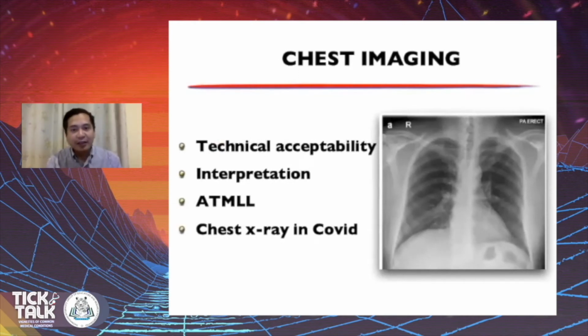So we have the following factors now. How to read a proper X-ray, or at least how to properly read an X-ray from an internist or generalist point of view. We have to fulfill certain requirements so that a chest X-ray is technically acceptable. When you say technical acceptability, it should be a teleradiograph, which means that it has the qualifications for proper interpretation of the chest X-ray findings. The others will follow the interpretation, the ATM-LL, or are there many lung lesions, and the chest X-ray in COVID will also be tackled here.